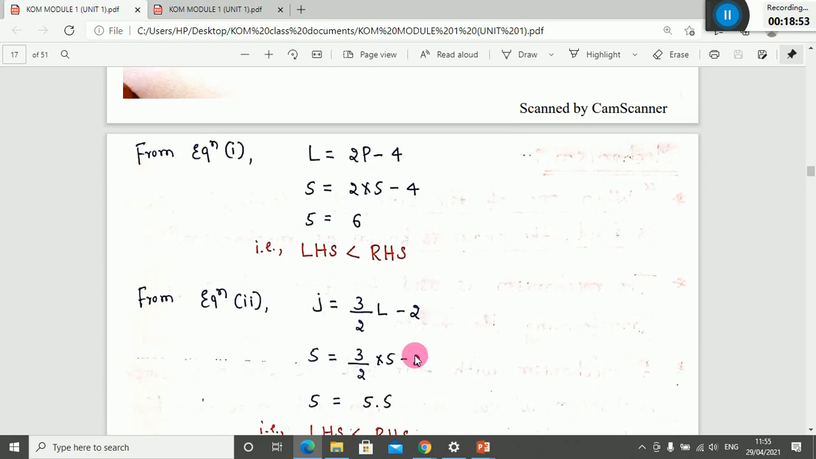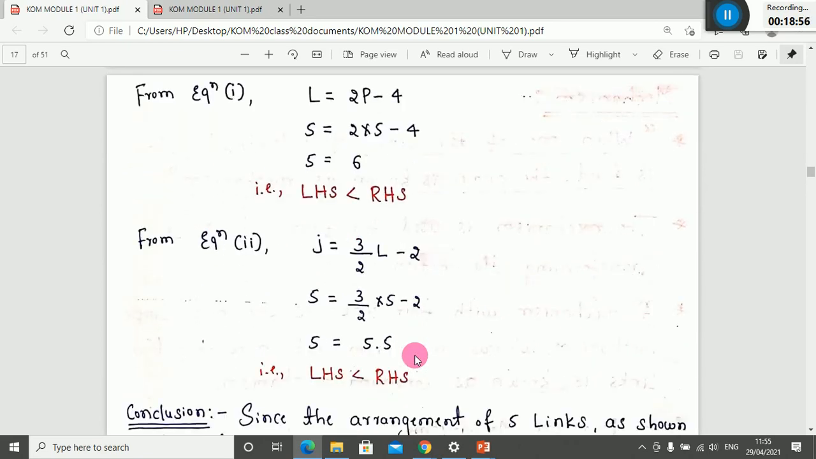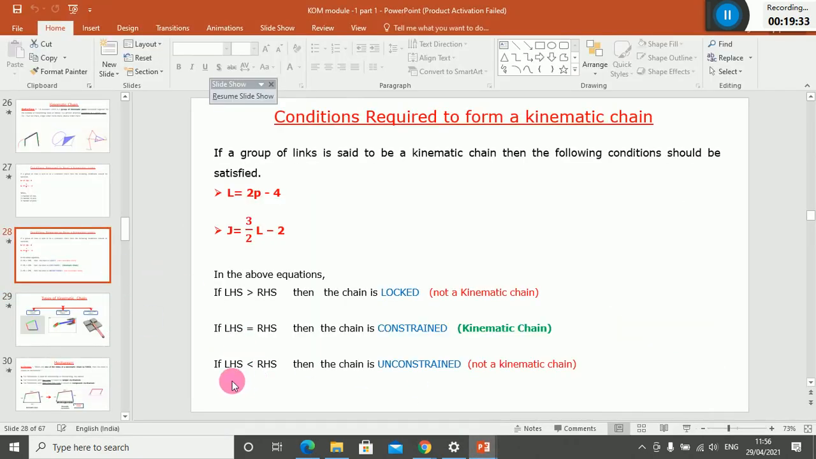Just check whether you are getting this result or not. I'll give 1 minute time. Please let me know whether you are getting the same result. LHS is less than RHS. Yes, sir, got the same. It means both the equations are concluding that LHS is less than RHS. This is the third case.